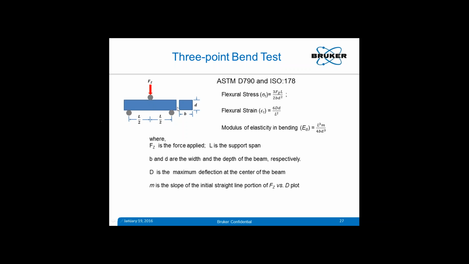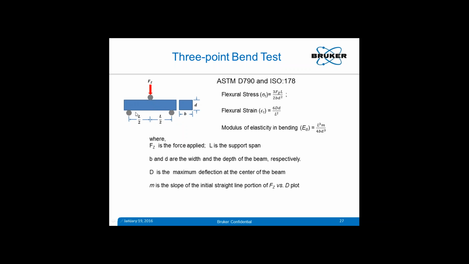Here the three-point bend is elaborated a little bit. You have a specimen, which is a beam kind of stuff, with a span length of L, a depth of D, and a width of B. At the center of this beam span, L by 2 distance from one of the rollers, there are two rollers for supporting it, and the top roller for applying load.